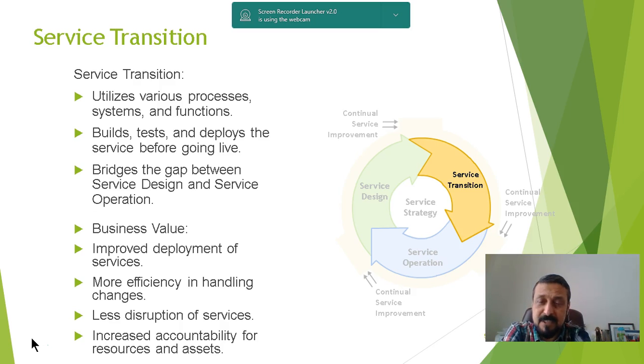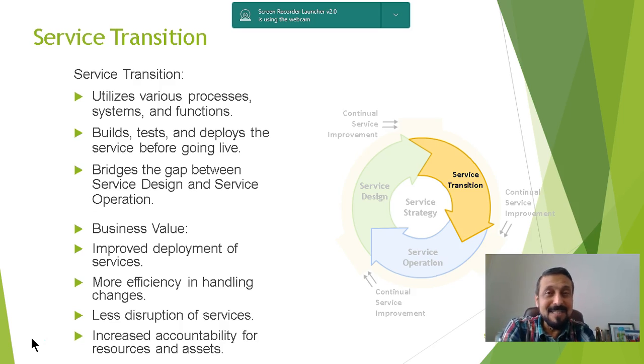The next phase is called service transition. This is the phase that utilizes various processes, systems, and functions, and it builds, tests, and deploys the service before going live. So this is where the actual execution happens. The service transition phase, once again, is where the actual execution happens.